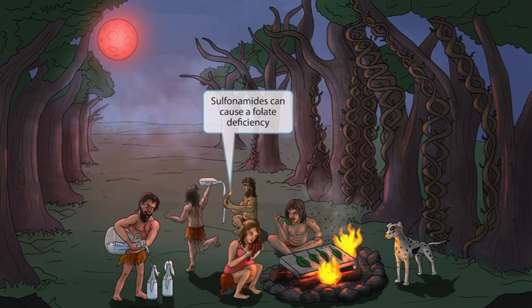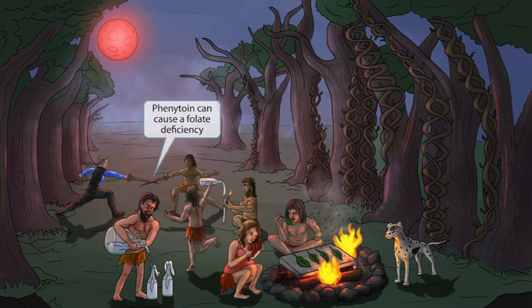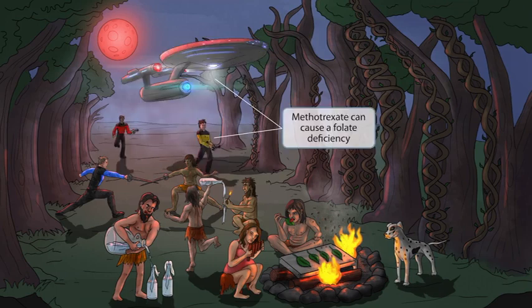Okay, now let's see who these Homo sapiens are fighting. It appears that there is a more advanced civilization that has invaded their land. Notice this guy in the blue, which has more traditional looking clothing. He appears to be in a fierce fencing fight with this other Homo sapien guy. These 2 fencing is our symbol for phenytoin. Just like sulfonamides, phenytoin can cause a folate deficiency. So fencing for phenytoin.